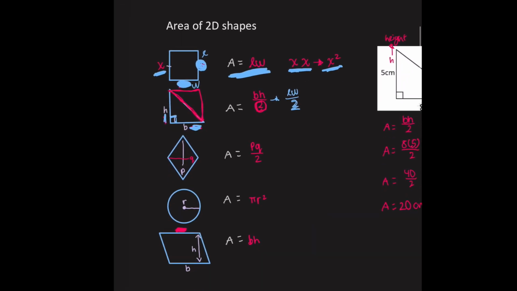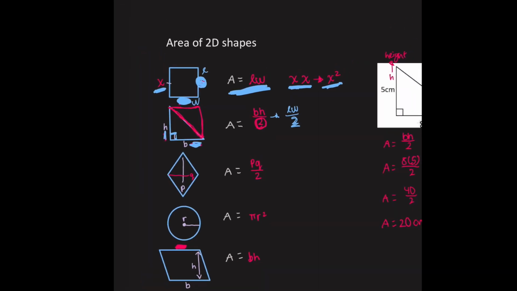Next, you have a shape which is called a rhombus. Now to get a rhombus's area, you would do P times Q over 2. And as you can see, we're literally doing the same formulas, just changing up the variables. So Q would be this distance, this is Q, and this one would be P.